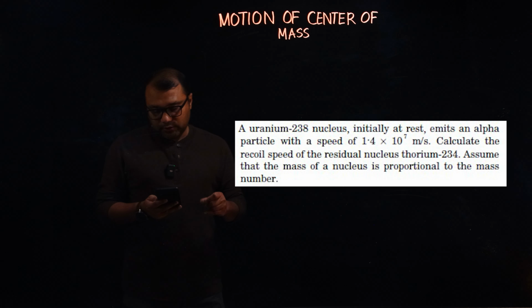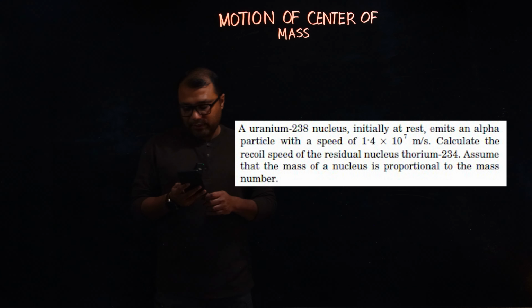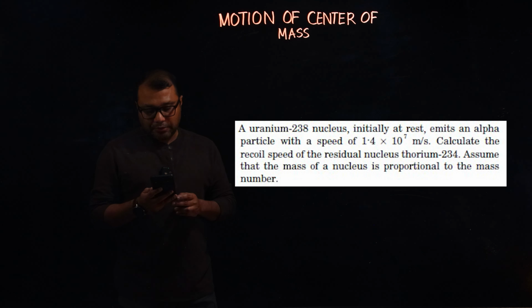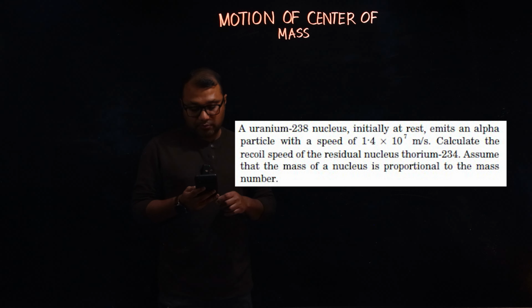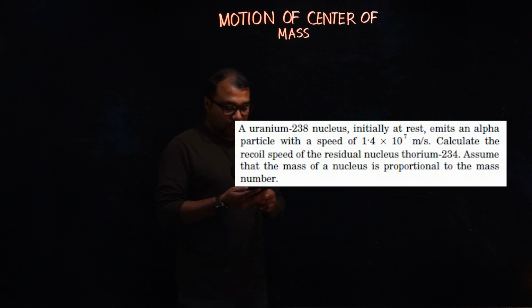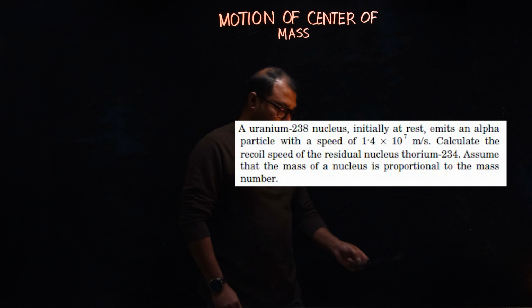Okay, let's look at this next question. It's kind of interesting. A uranium-238 nucleus initially at rest emits an alpha particle with some speed. Calculate the recoil speed of the residual nucleus thorium-234. Assume that the mass of a nucleus is proportional to the mass number.